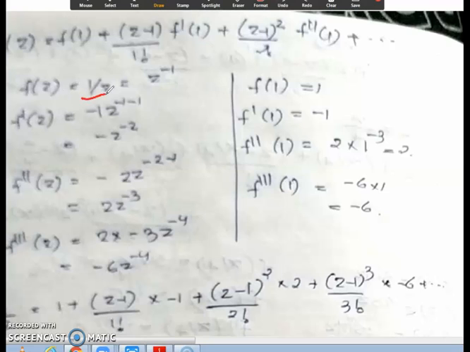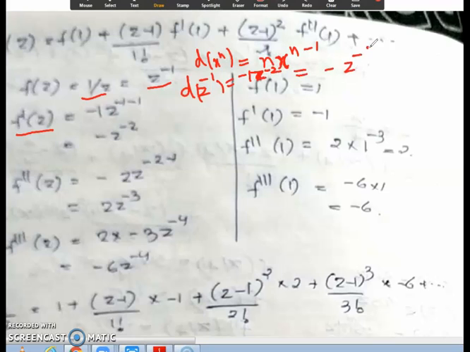Okay, so you can differentiate f of z is 1 by z, that is z raised to minus 1. What will be f dash of z? We know the derivative of x raised to n is equal to n into x raised to n minus 1. You can follow this method. Derivative of z power minus 1: n is minus 1, so minus 1 times z power minus 1 minus 1, that is minus z power minus 2. So you get minus z power minus 2.